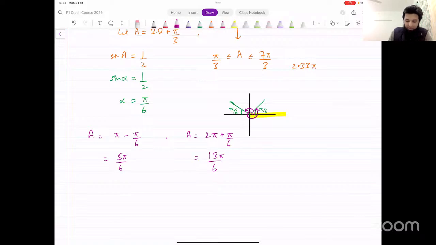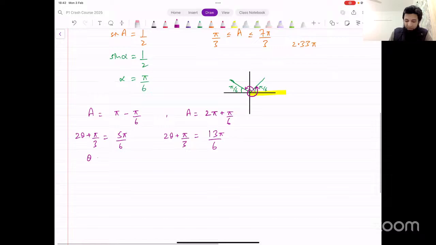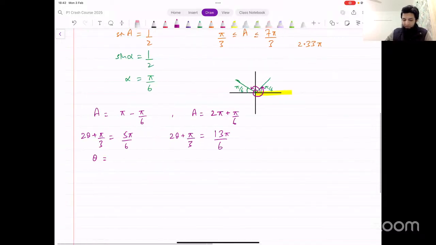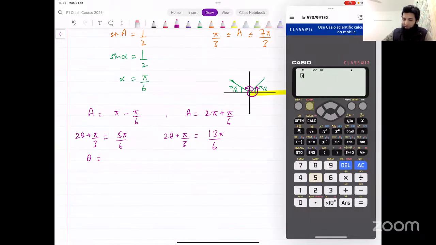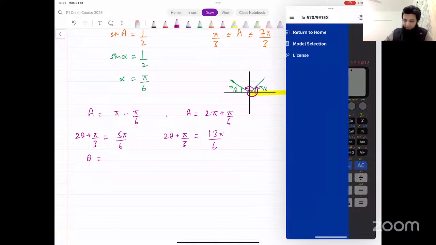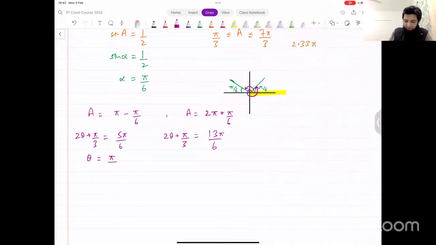Now we put that substitution back. 2 theta plus pi over 3 either equals 5 pi over 6 or 2 theta plus pi over 3 equals 13 pi over 6. Find the possible values of theta from this. The first one gives us pi over 4, and the second one gives 11 pi over 12. These are the two possible values of theta that we get for this equation. All right, these are the two solutions that we have.